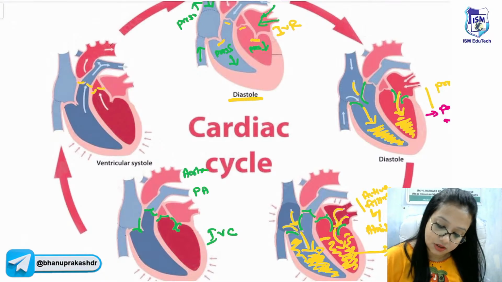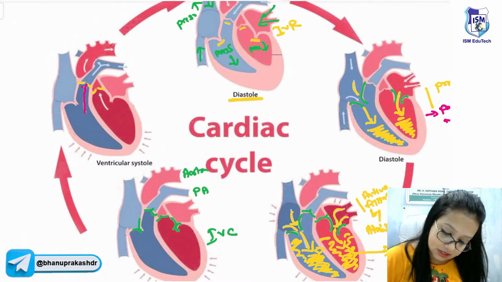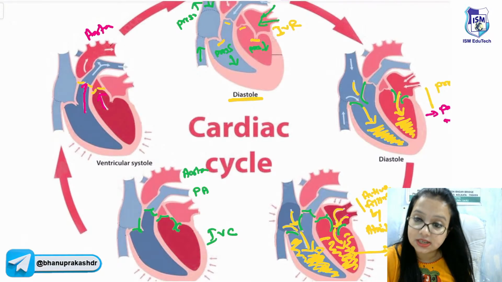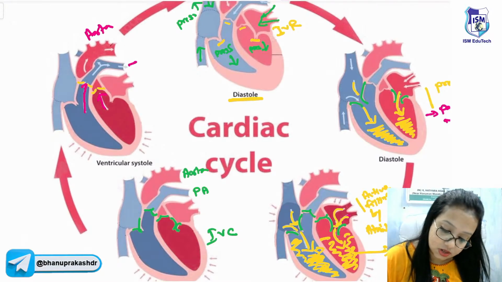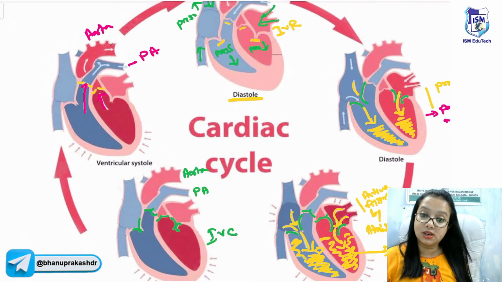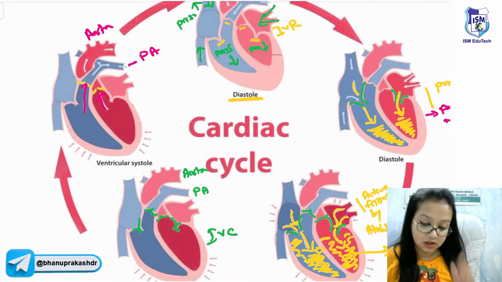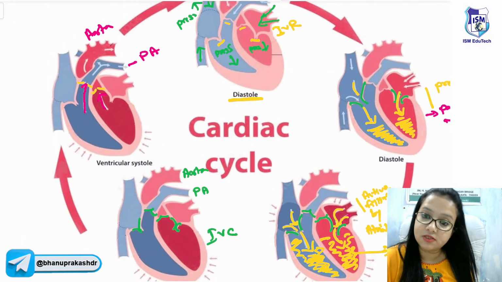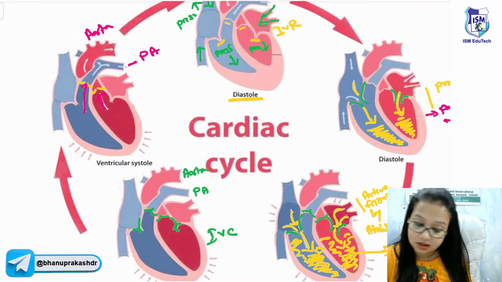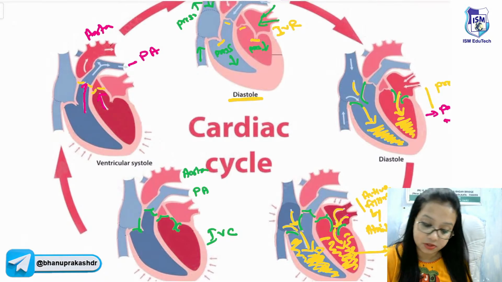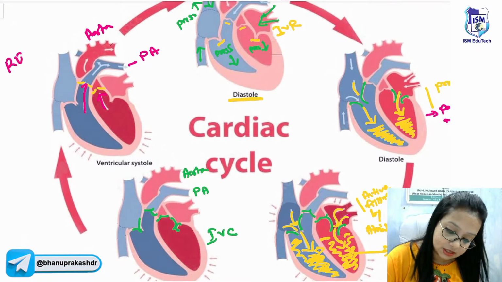As the semilunar valve opens, there is ejection of the blood. So the red one is the aorta, which is carrying the oxygenated blood, and this one is the pulmonary artery carrying the deoxygenated blood to the pulmonary circulation. So now the pressure in the ventricles is more than the pressure in this pulmonary artery and the aorta. Now here the rapid ejection happens. So first is the rapid ejection.